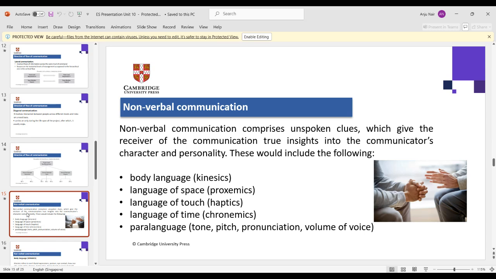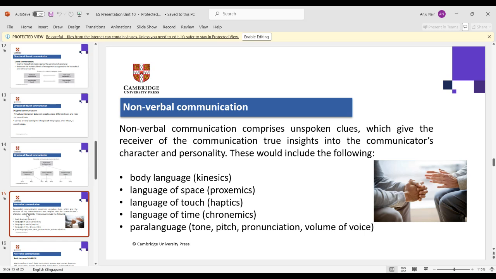So if you are in a close relationship with a person, the distance between the two people will be very less. But if you are talking to a stranger, if you do not know the person, you maintain a particular distance. So what is the distance? You're talking to your manager, what is the distance that you maintain? You're talking to your father, what is the distance that you maintain? If you're talking to your mother, your friend, your brother. So proxemics also matters, the language of space.